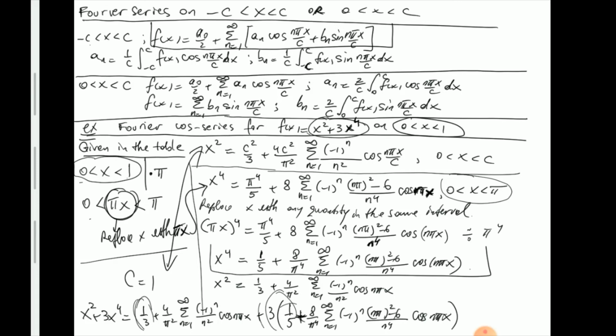Combine these constants, then move the constants outside the summation, and combine the summations by pulling out cosine of n pi x. So you can write it in the standard form. I'm going to show you the answer on the next page. Do that on your own, and then check with me on the next page.